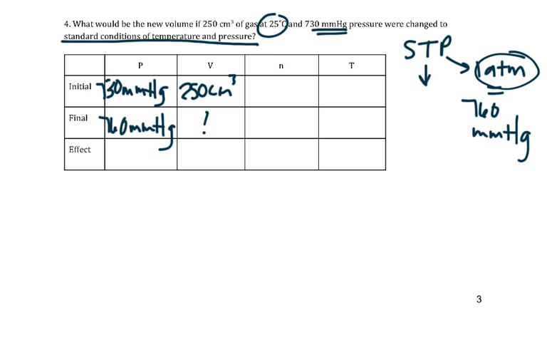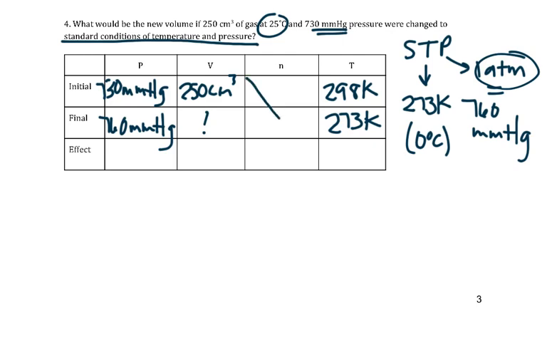Standard temperature, remember, is 273 Kelvin, so 0 degrees Celsius. So we can put 273 here. We're starting with 25 degrees Celsius. So remember, just add 273 to that and you should get 298. Nothing was mentioned about amount, so we can go ahead and cross that out because it's constant. Now we can go in and put our effect arrows. For pressure, we can see that it's going to increase, and for temperature, it should go down.